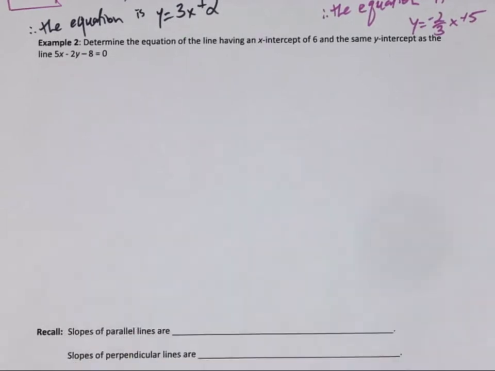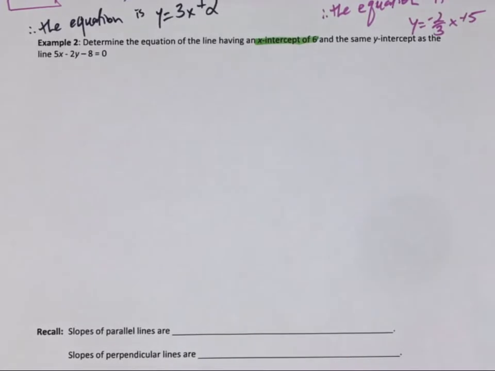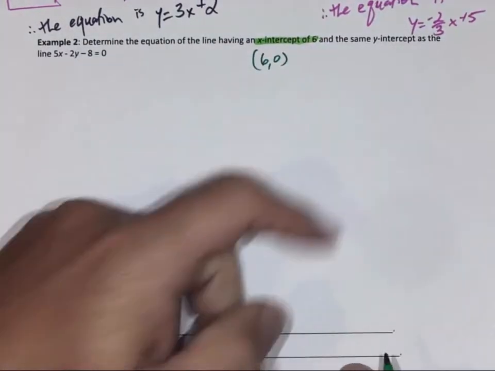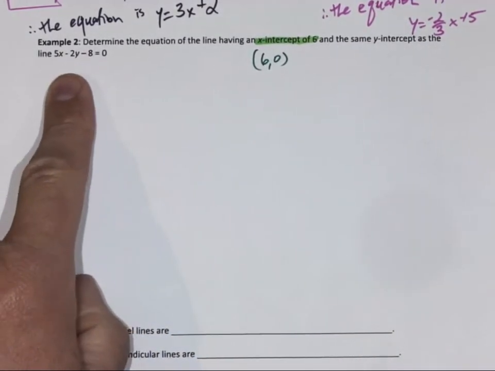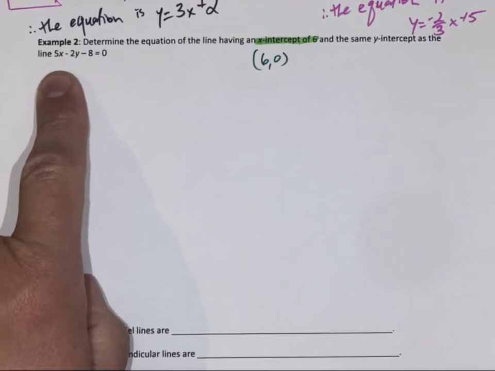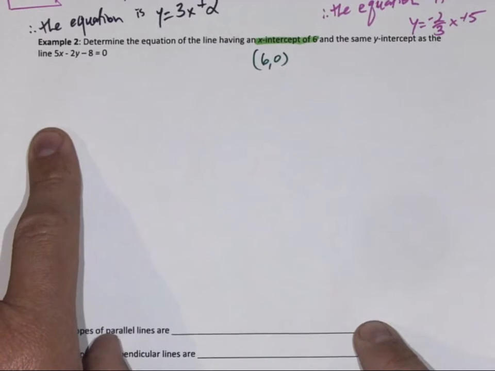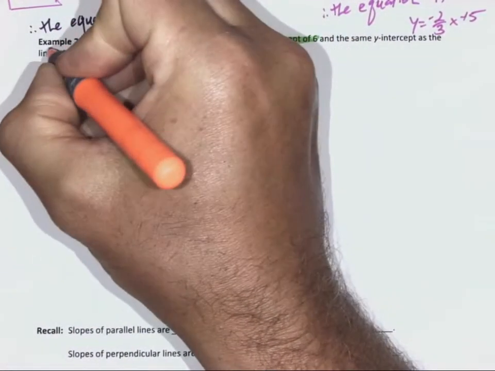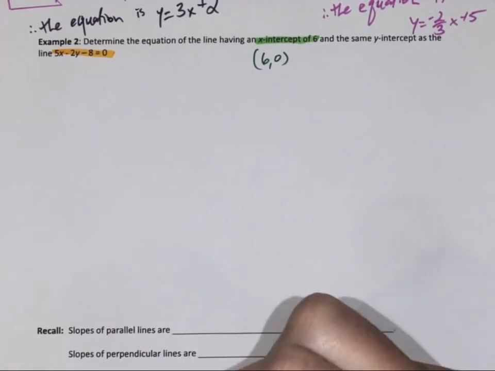So, x-intercept of 6 is not the y-intercept. Remember, that's just a point, 6, 0. It has the same y-intercept as that line. We need to find the y-intercept. We can do that by one of two ways. We can rearrange that into y equals mx plus b, or we can sub in when x is 0, what is y? Either way. We might think about rearranging it right away.